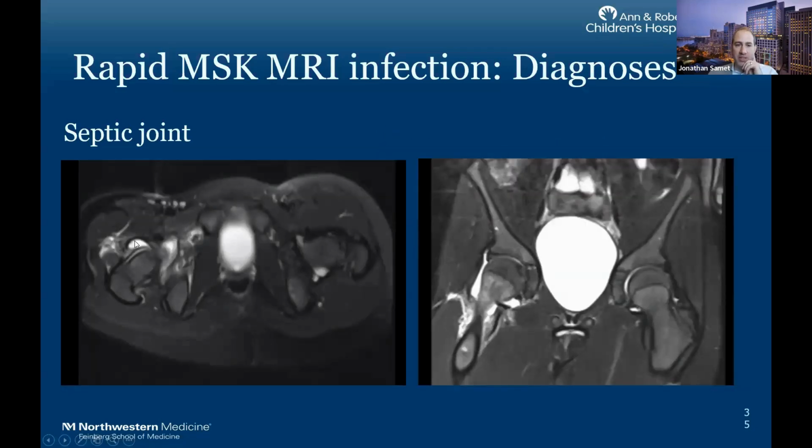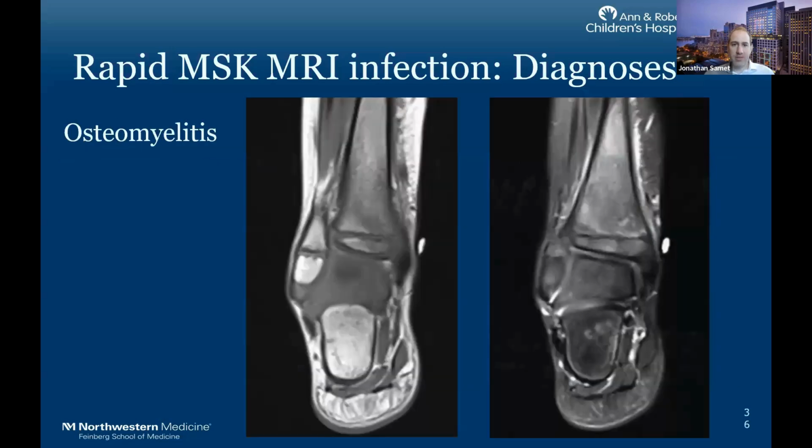Here's a septic joint. We see a joint effusion on T2. You don't need contrast to see a joint effusion. Even if you gave contrast, you see the synovitis. I always tell my residents, that's not a microscope. We don't see bacteria. We still won't know if it's truly infected or not. All we can say is there is an effusion or not.